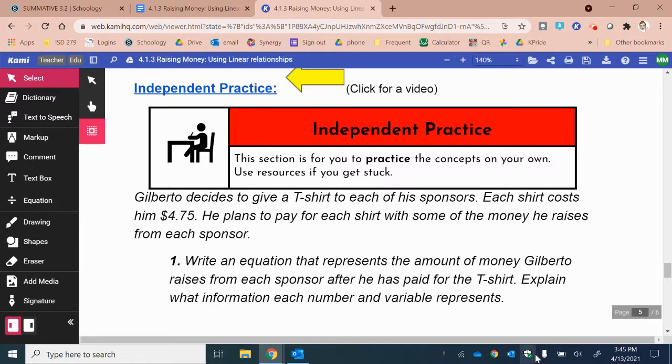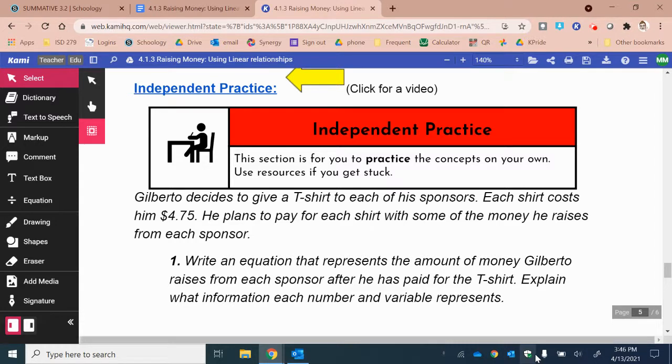So it says here, Gilberto decides to give a t-shirt to each of his sponsors. Each shirt costs him $4.75. He plans to pay for each shirt with some of the money he raises from each sponsor. So for everyone that is sponsoring him, he's going to give them a shirt that will cost $4.75. So that will be taken away from his total or subtracted from his total.